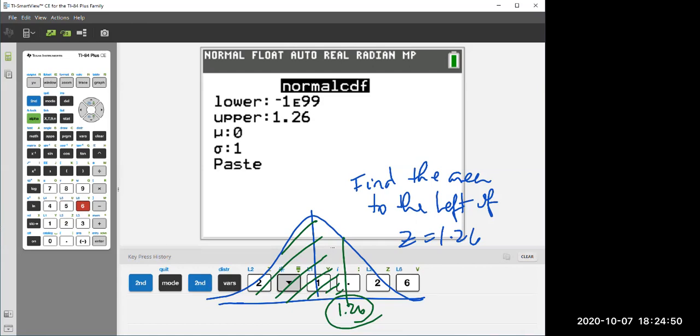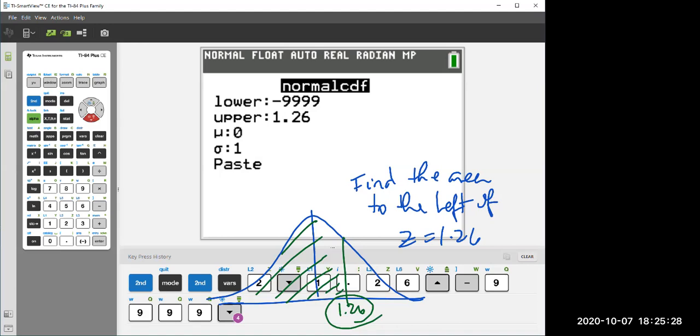Okay, so that should be your upper, 1.26, and lower is this shaded part here, everything up to the negative side. You can leave it like that, or sometimes if you don't have that, you can type a very, very small number here. Let's say you can type negative 9999, because this is to the left of 1.26, to the left meaning up to the negative side. So that's why lower is up to negative 9999.